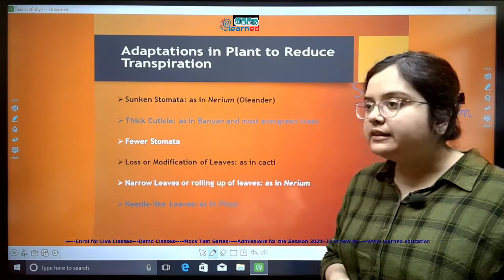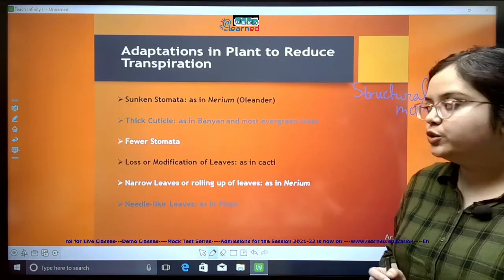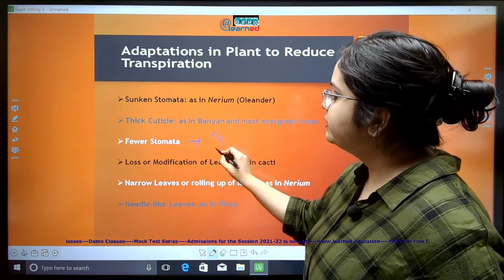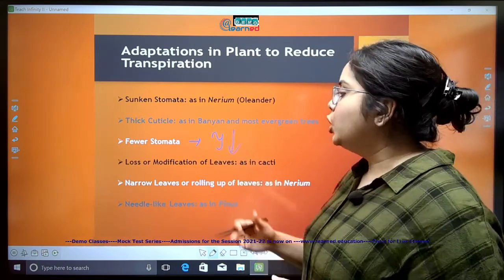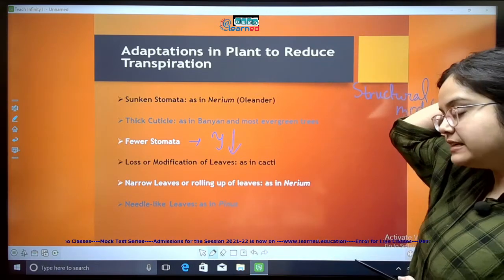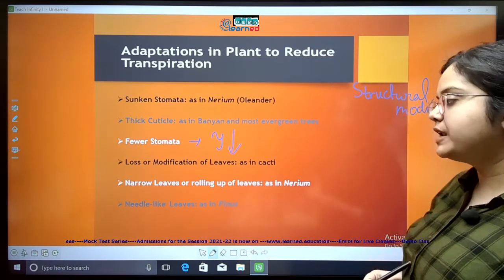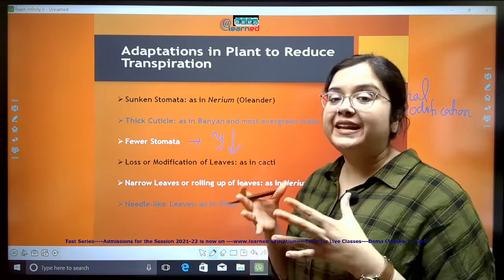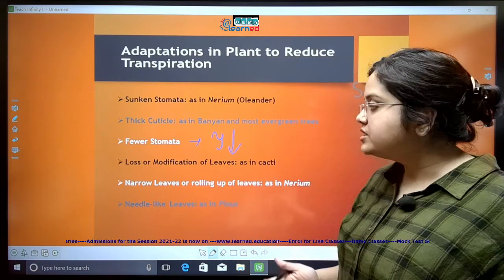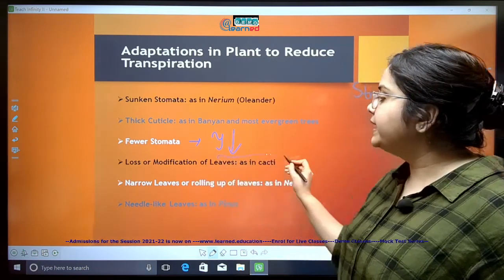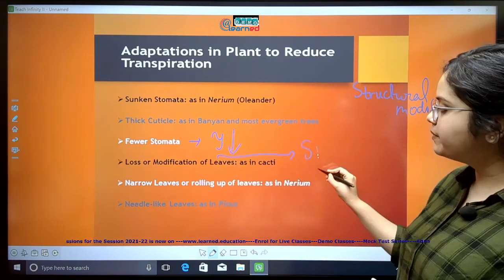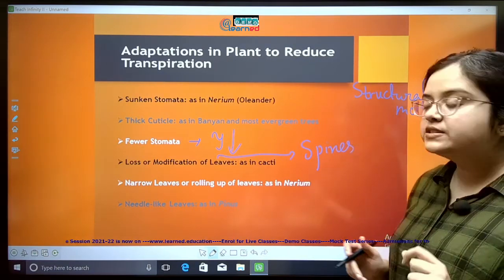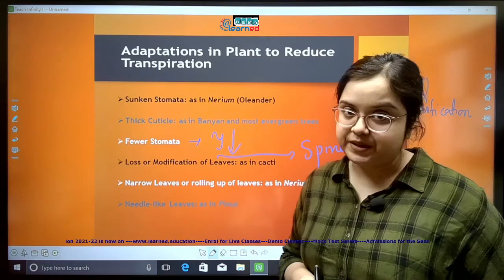Fewer stomata. If the stomata numbers are reduced, then obviously transpiration will be low. Loss or modification of leaves, as in cacti. In certain plants the leaves are shed, or there are fewer leaves, or the leaves are modified into spines, as you might have noticed in cactus plants, spines or thorns, which will reduce transpiration.